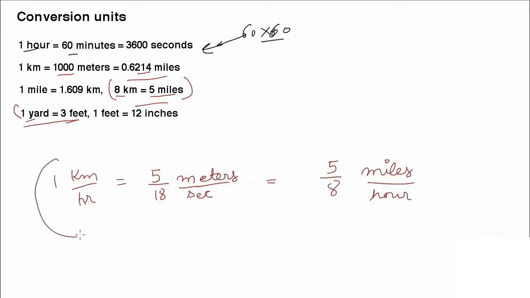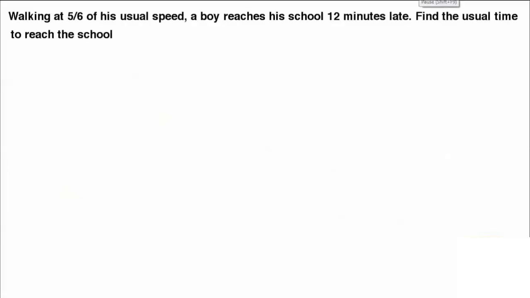So learn this. 1 kilometer per hour is equal to 5/18 meters per second, and both of these are equal to 5/8 miles per hour. Walking at 5/6 of his usual speed, a boy reaches his school 12 minutes later. Find the usual time to reach the school.